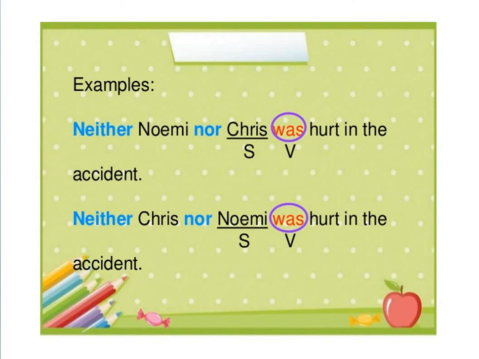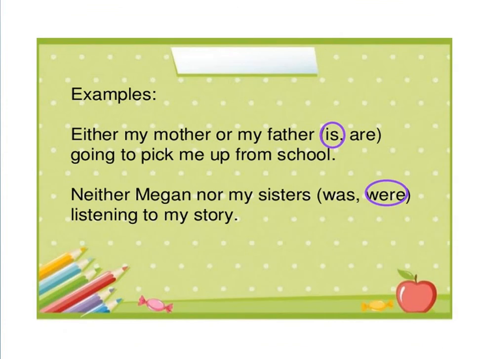Neither Nomi nor Chris was hurt in the accident. So Chris was the subject nearer to the verb, that is also singular, so we take it as singular. Neither Nomi nor Chris was hurt in the accident. Either my mother or my father is going to pick me up from school. Neither Megan nor my sisters were listening to my story. Either...or, neither...nor.